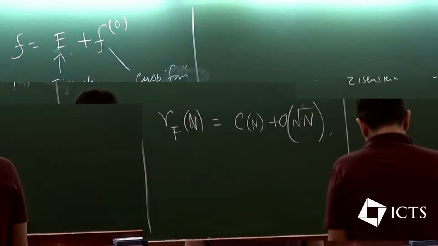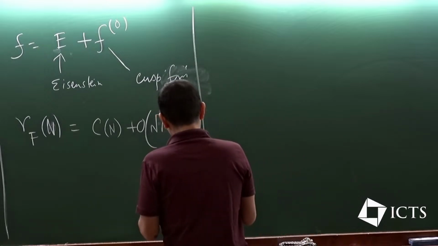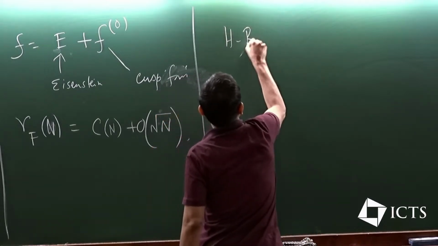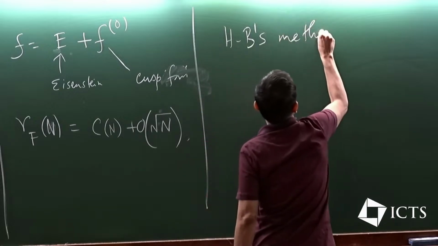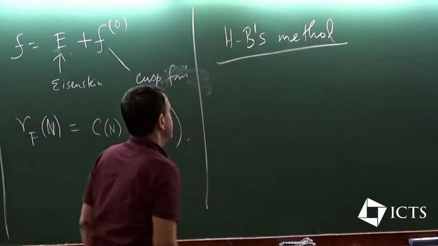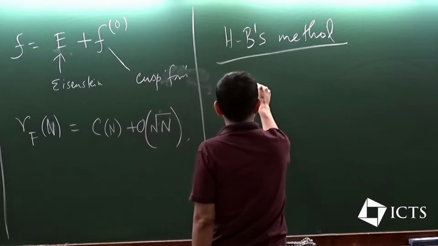So let's recall how it is proved. Heath-Brown's method: he uses an expansion of the delta symbol.